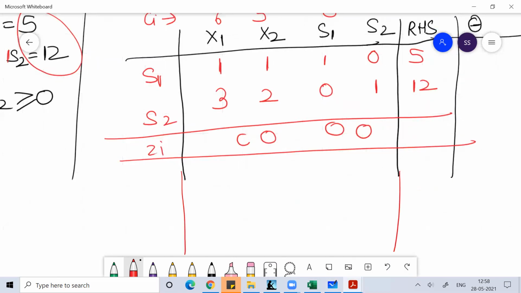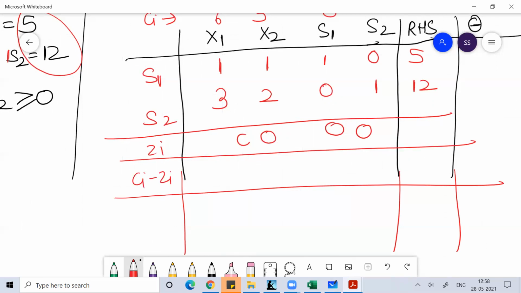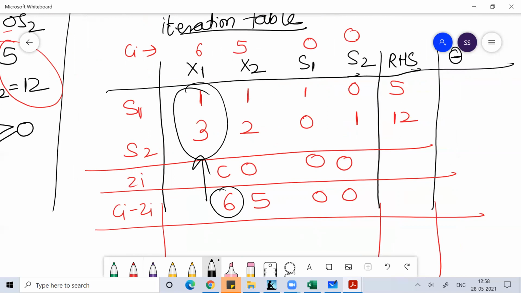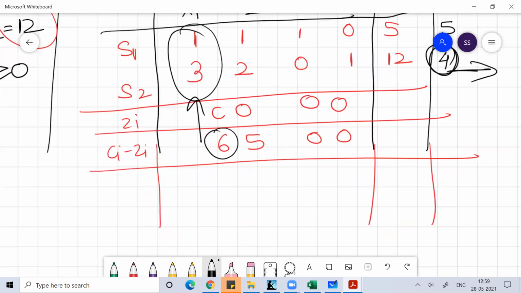Then you will find CI minus ZI. That would be simply 6 minus 0, 5 minus 0, 0 minus 0, 0. By looking at this CI minus ZI, the highest value is this, so x1 is entering into the solution. You divide the RHS by these values: 5 divided by 1, 12 divided by 3. With this you find which variable is exiting. That depends on the minimum theta, so x1 is replacing s2.